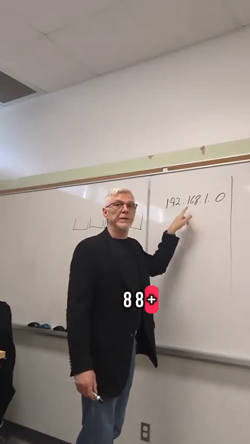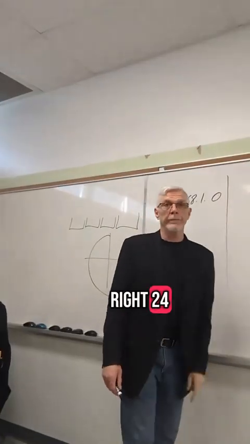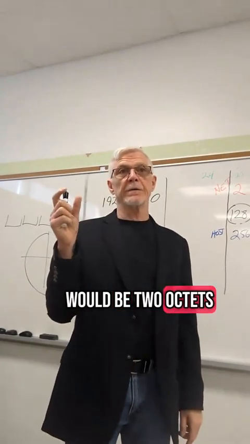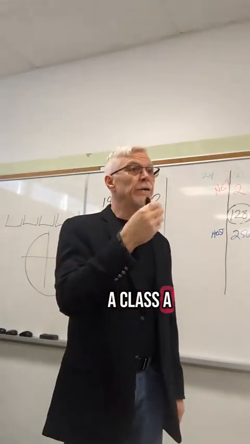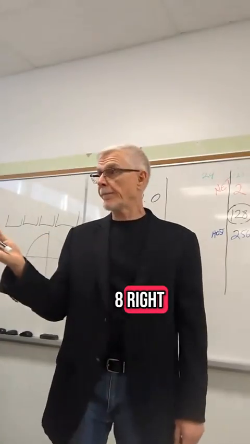8. 8 plus 8 plus 8 is, right, 24. If it was a class B, it would be 2 octets. So the CIDR value would be 16. A class A, there's 8 bits making the network ID, so it would be a /8, right?